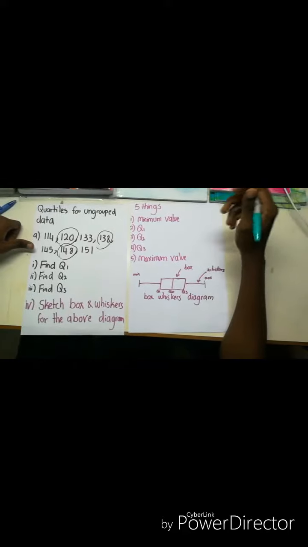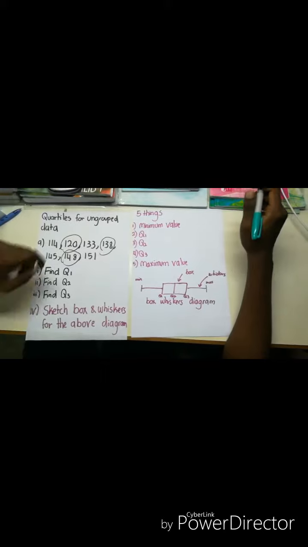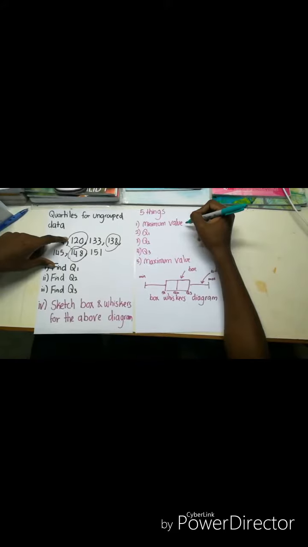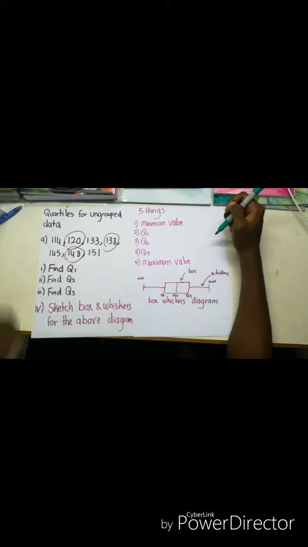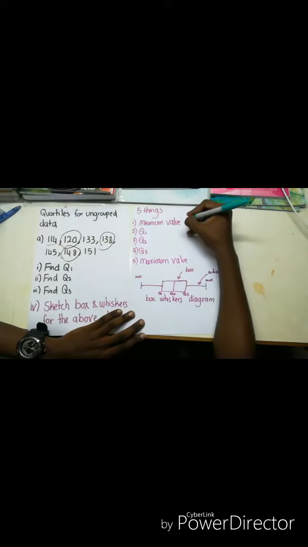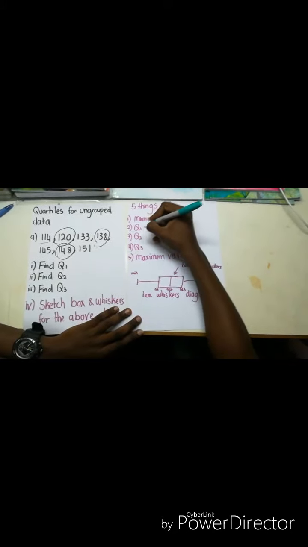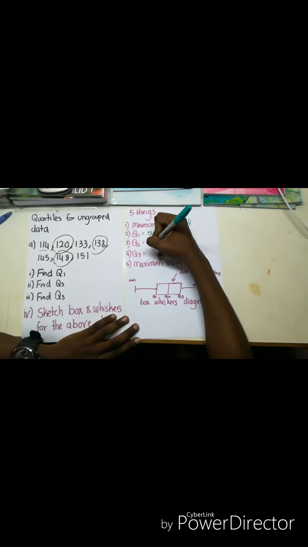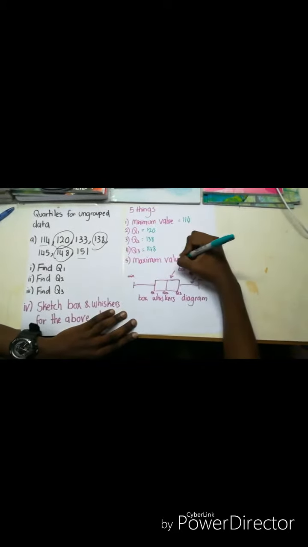Okay guys, let's say the question asks us to sketch the box and whiskers for the above data. To sketch box and whiskers, we need 5 things. The first is the minimum value, first quartile, second quartile, third quartile, and maximum value. The minimum value for this data is 114. We already know Q1, Q2 and Q3. These are 120, 138, 148, and the maximum value is 151.